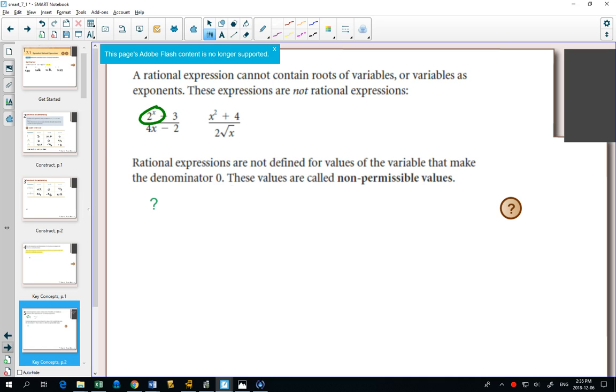Here we have 2 to the x. That is not a polynomial. Here we have a square root of x. That is not part of a polynomial. A polynomial is having an x to an exponent that is like x squared, x cubed, x to the 4, and having numbers in front.